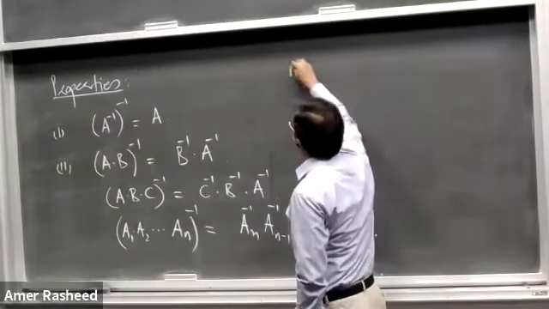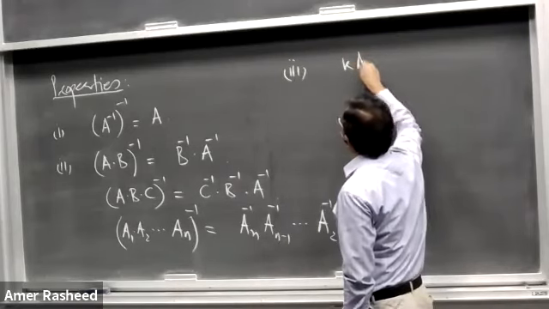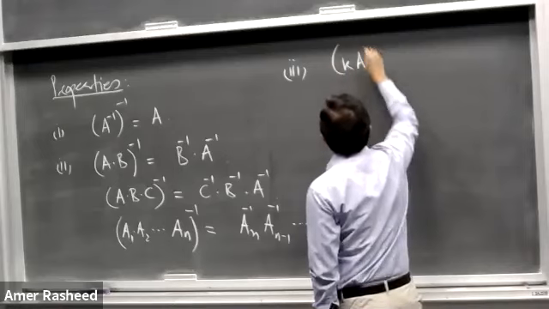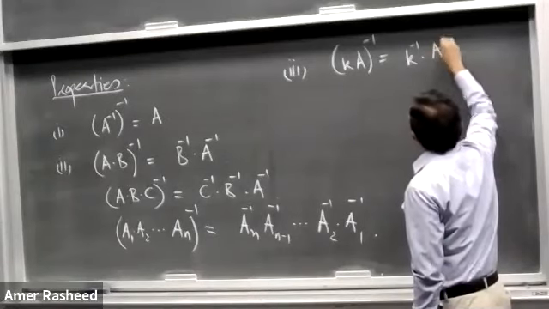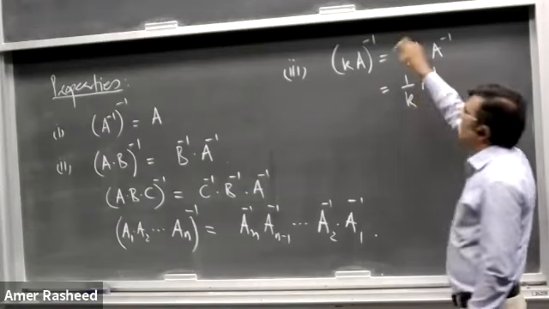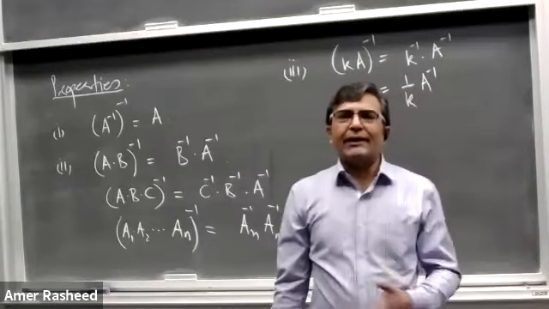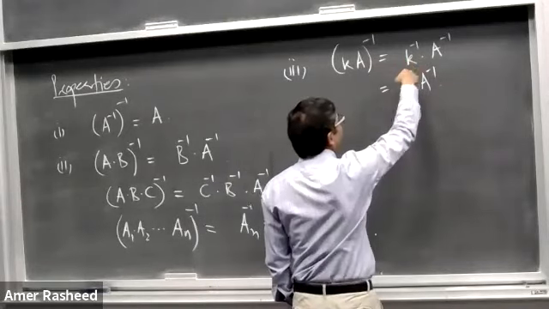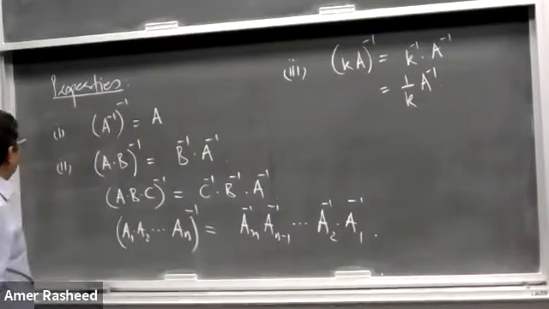Some other properties related to the inverse of a matrix: if we have a constant k times the matrix A, where k is a scalar, the whole inverse is equal to that constant's inverse times A inverse. That constant inverse is simply 1 over k times A inverse, because the inverse of a constant is its multiplicative inverse. What is the multiplicative inverse of 2? It is 1 over 2. So here k inverse means 1 over k. Remember this kind of properties related to A inverse as well.